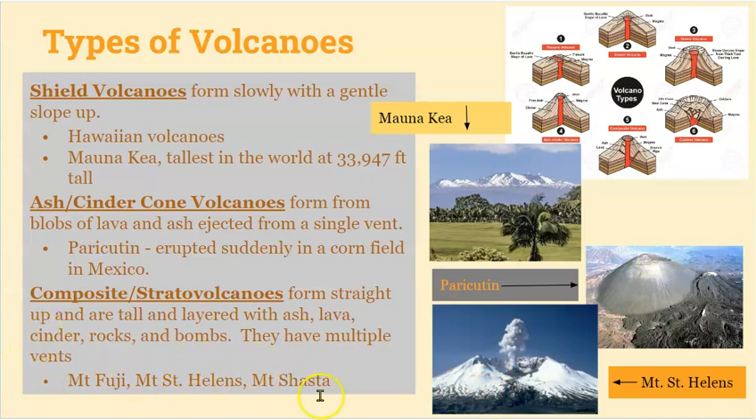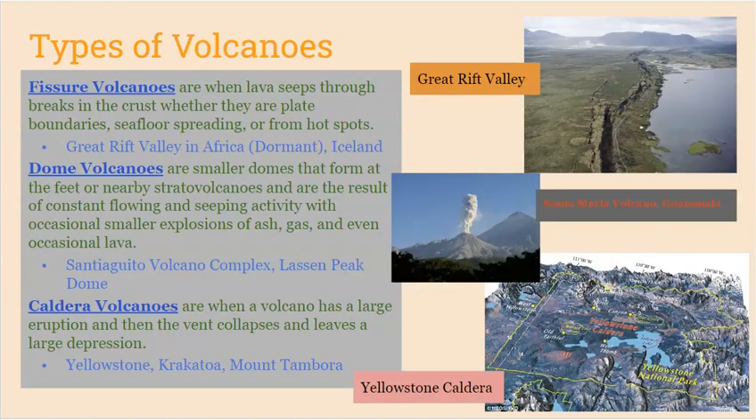And Mount St. Helens, Mount Shasta, which are both in the Cascade Range in Washington State. Actually, Mount Shasta is in California, but Mount St. Helens is in Washington. Anyway, they're part of the Cascade Range. And then Mount Fuji in Japan is also a stratovolcano. So those are three of the types of volcanoes: shield volcanoes, ash or cinder cone volcanoes, and composite or stratovolcanoes. Let's look at the other three.